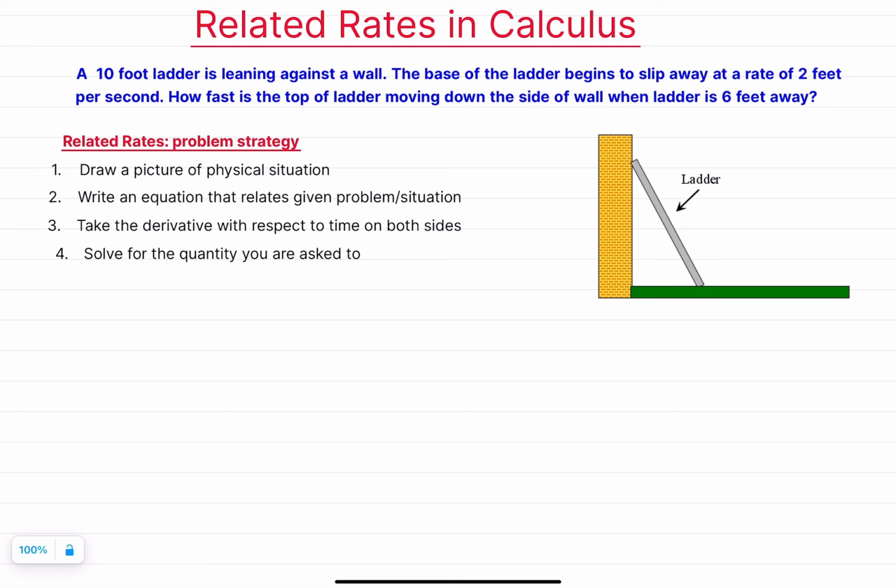First, you need to draw a picture of the physical situation, and here it is. It's saying that the ladder is 10 feet long. The base of the ladder begins to slip away. That means this part is moving to the right at a rate of 2 feet per second. And it's asking how fast the top of the ladder is moving down the side of the wall. It's asking about this. How fast is this moving down?